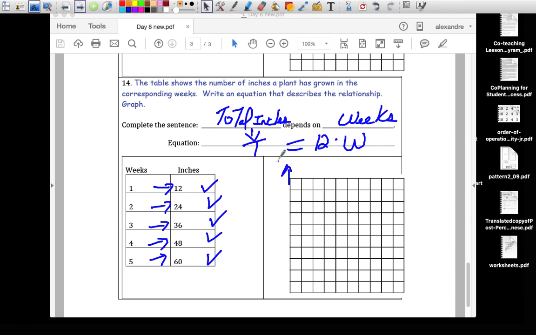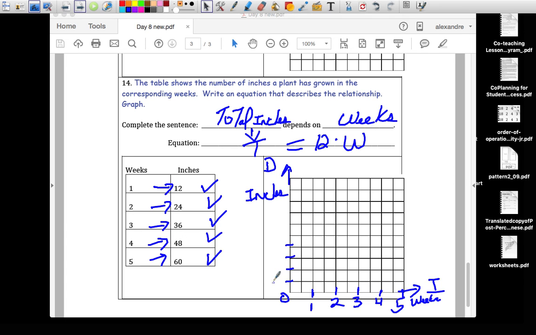Let's extend this. This will be my dependent. This will be my independent. My dependent is my total, so it's going to be my inches. This is going to be the number of weeks. This one is easy. Let's see, can I have 1, 2, 3? I think I can make it every 2. I hate bunching them up. 1, 2, skip 2 boxes, 3, skip 2 boxes, 4, skip 2 boxes, 5. Not bad. How about up and down?